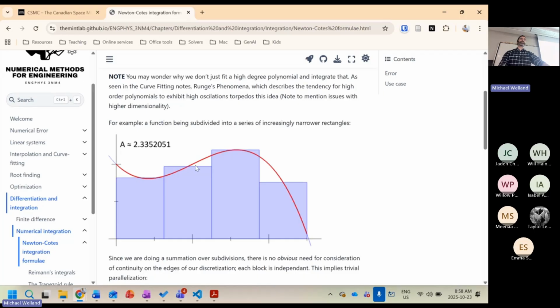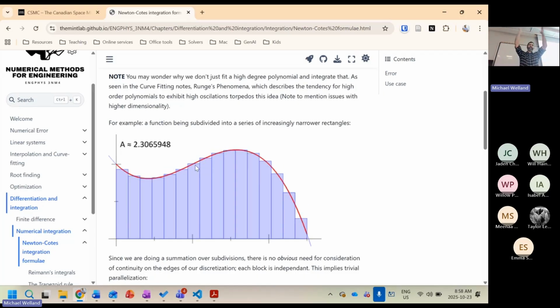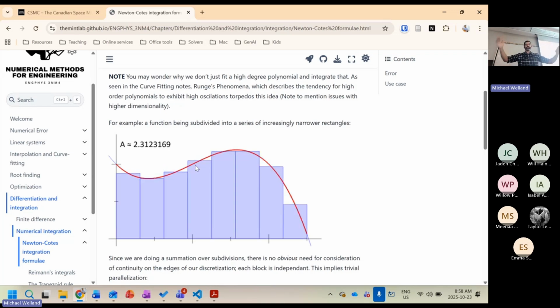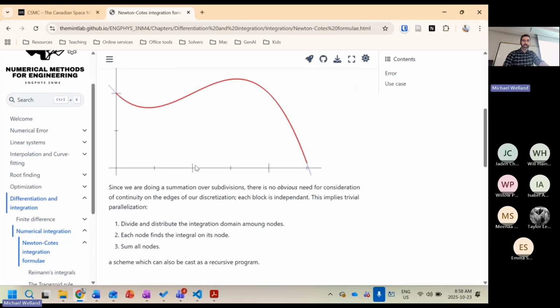Okay, so the whole idea is you take your curve, you take blocks, right? You take your rectangles, and you subdivide, and then sum. Is this the way you guys learned calculus? Right? So it should seem really familiar.